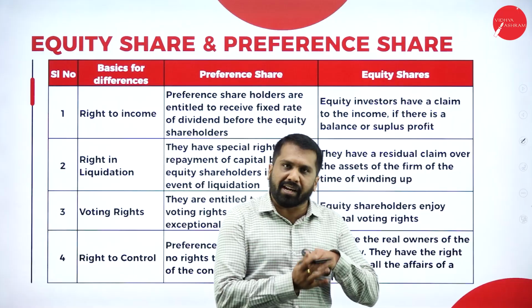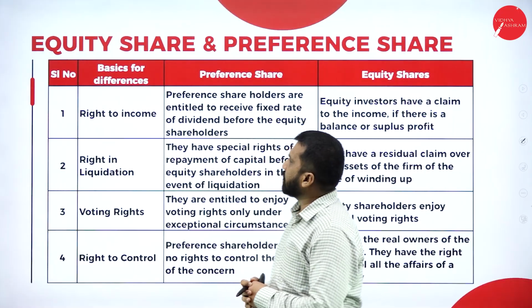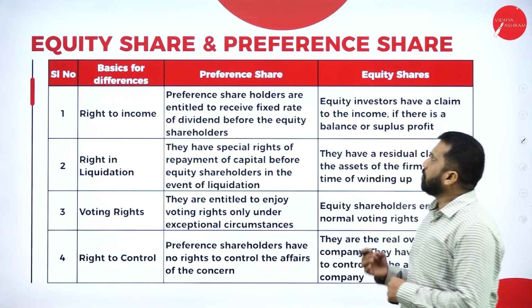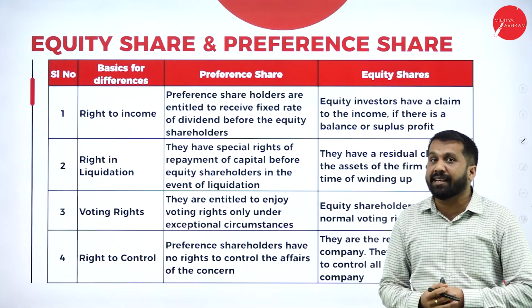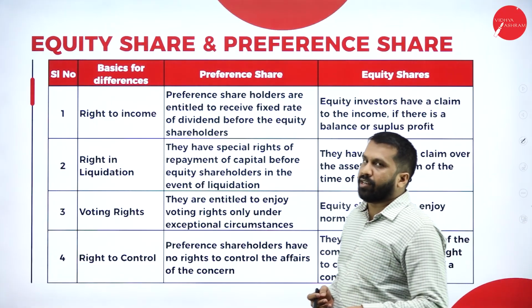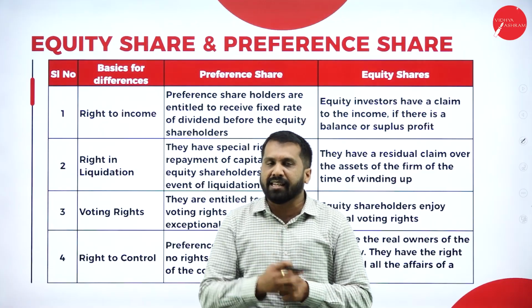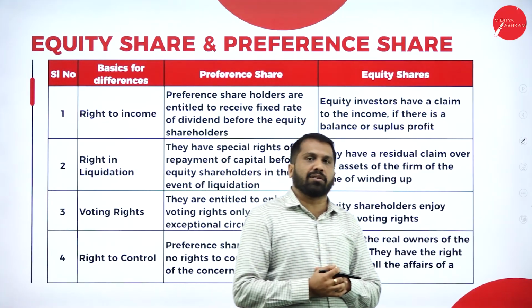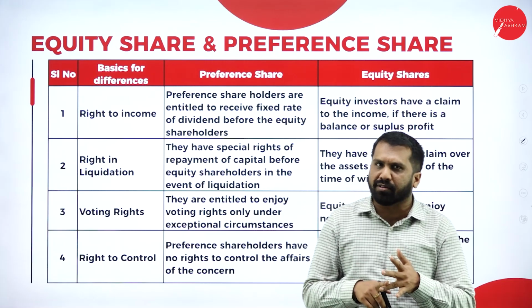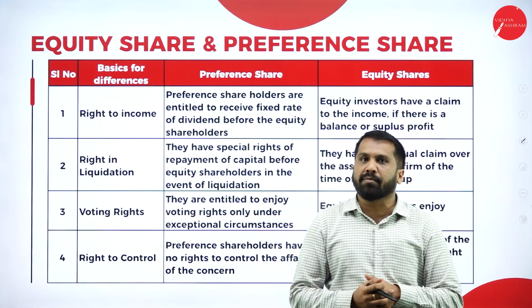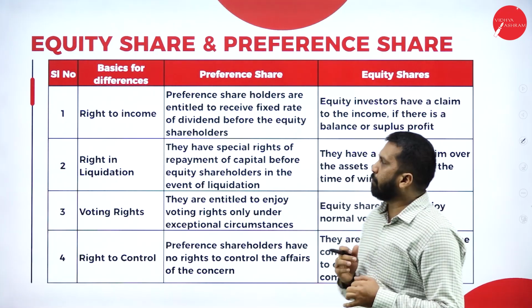Now, once you're done with this topic, the major topic is the difference between preference shares and equity shares. These are your sources of finance. In the sources of finance, you have long term as well as short term. Under long term, you get all the debentures, bonds and everything. Under short term, you get equity as well as preference.